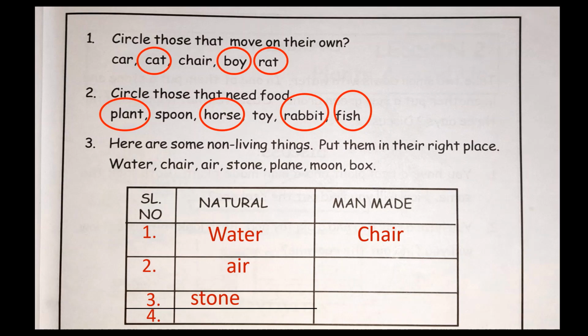Now next one, it's a plane. So plane is an aeroplane. So aeroplane comes under natural or man-made? It is a man-made non-living thing. Next, moon. So moon comes under natural or man-made? Yes, it is natural non-living thing. Next, box. So box comes under natural or man-made? Yes, it is man-made non-living thing.